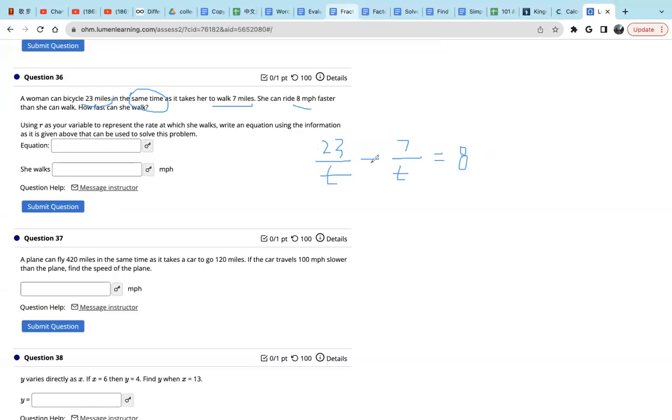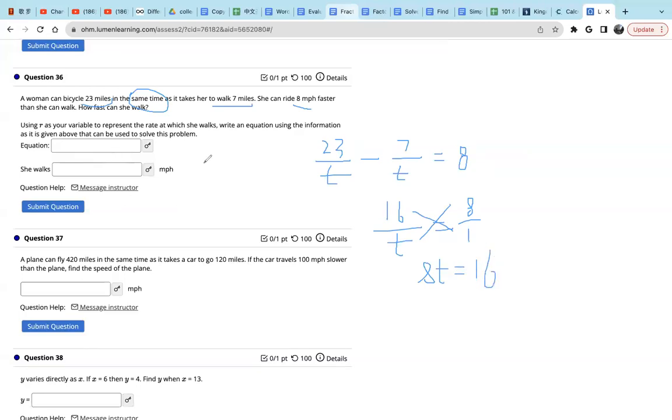Then 23 minus 7, that's just 16. 16 divided by t equals 8. Again, 8 is just 8 over 1, so we can do cross multiplication. So 8t equals 16, so t equals 2.